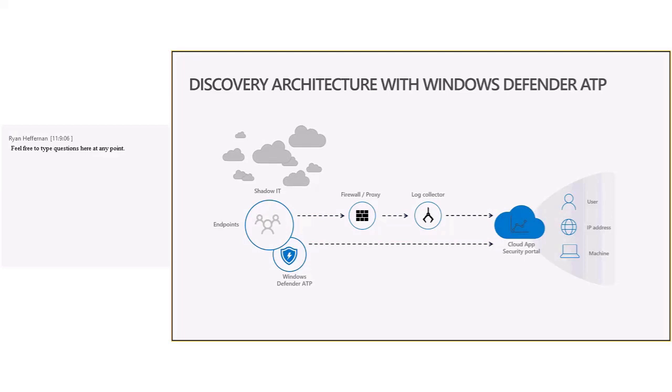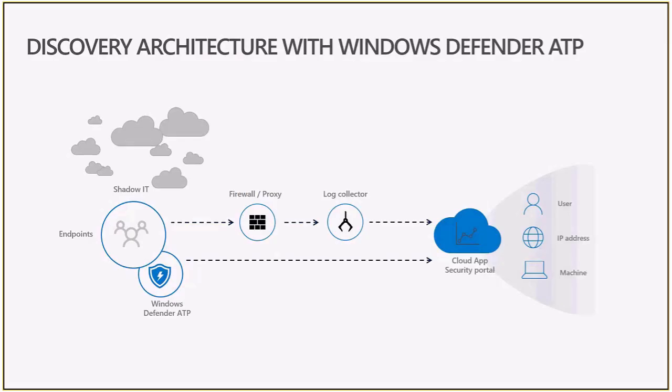Now, your question is going to be, how do we deal with endpoints that are not in our network? For that, we have another solution, which is integration with Windows Defender ATP. From there, we can gather the same kind of data that we have from firewall logs, and we're able to have discovery data and find out what your users are doing in the cloud, wherever they are, on-prem or basically outside of your organization as mobile users.